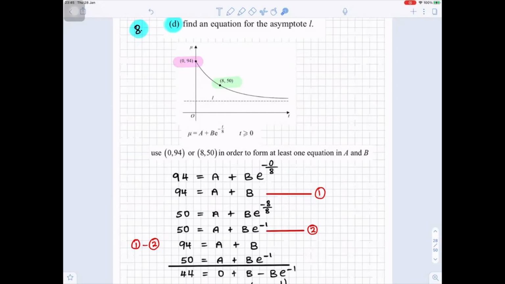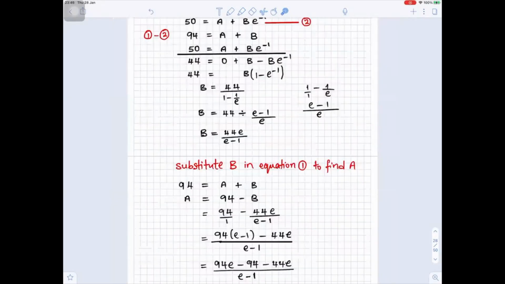To solve the 2 equations, equation 1 take away equation 2. So equation 1 is 94 equals A plus B. Take away 50 equals A plus B e to the minus 1. 94 take away 50 is 44. A take away A is 0. B minus B e to the minus 1 stays the same. And we can factorize. B is common there. This is like B times 1. So if you take B out, you're left with 1 minus e to the minus 1.